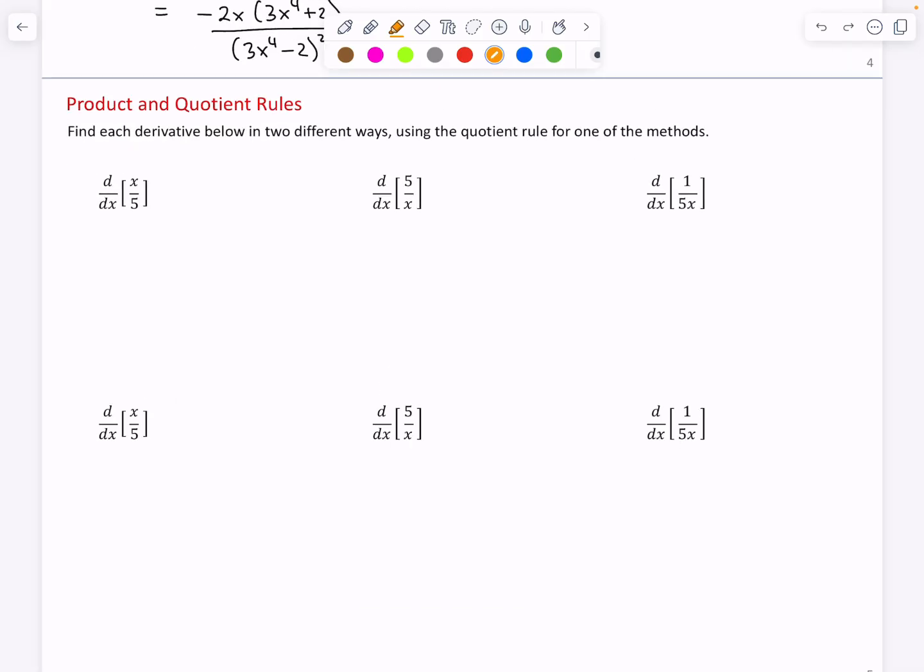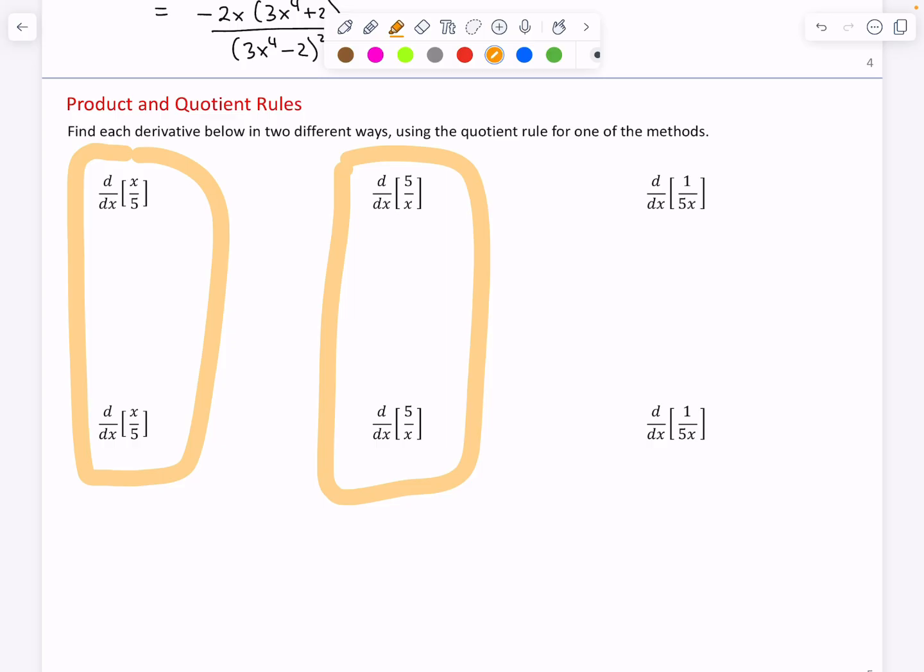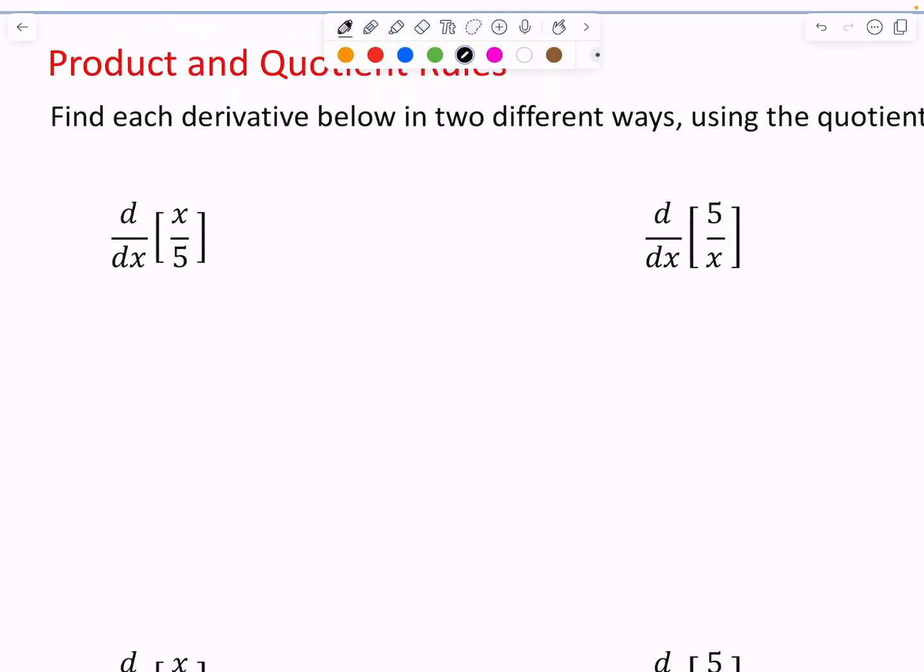Find each derivative below in 2 ways using the quotient rule for one of the methods. And once again, we see we have 3 derivatives in pairs. The first pair, I do see a fraction. We have x divided by 5. The fastest way to think about this is to think of 1/5 as a constant times x. And since it's a constant, I can factor it to the front and then simply differentiate the x that's next to it. And the derivative of x is just 1, so I simply get a 5th. This is a fast way to get this derivative.